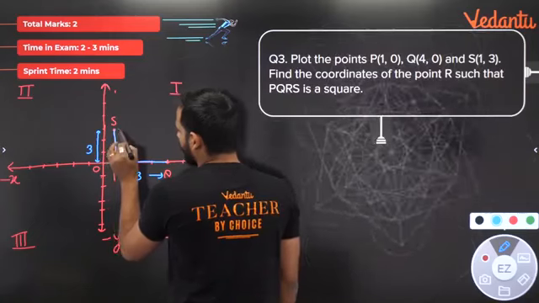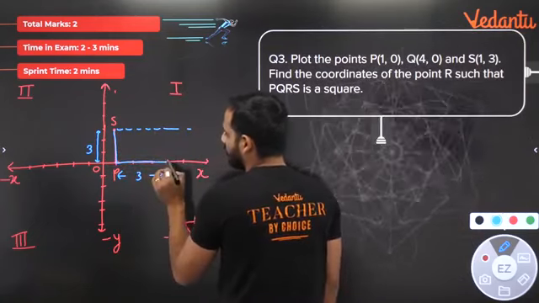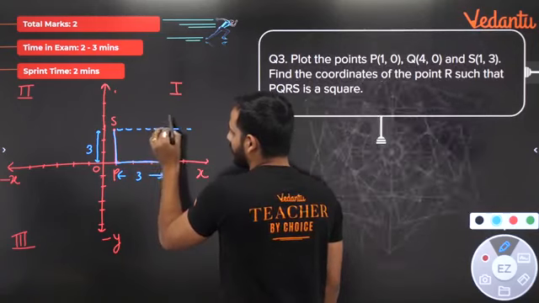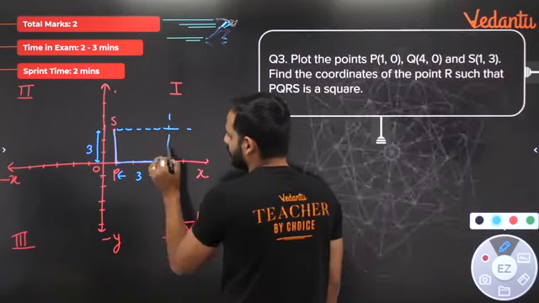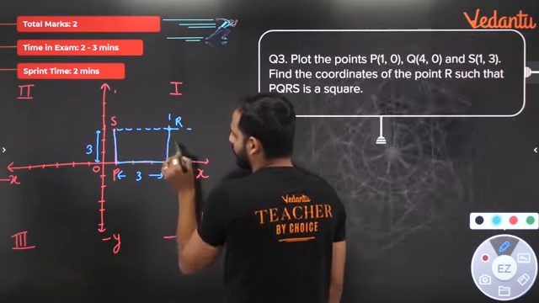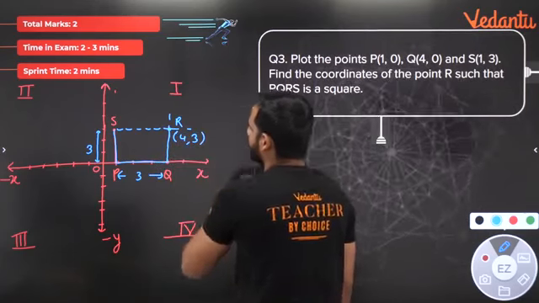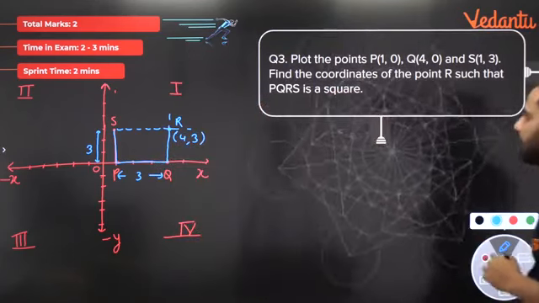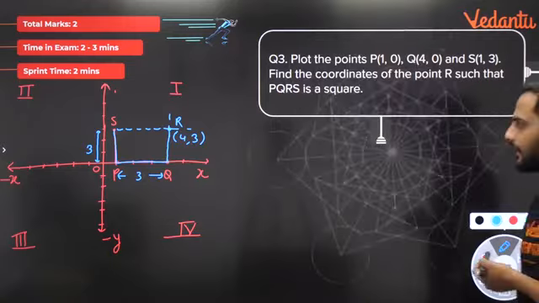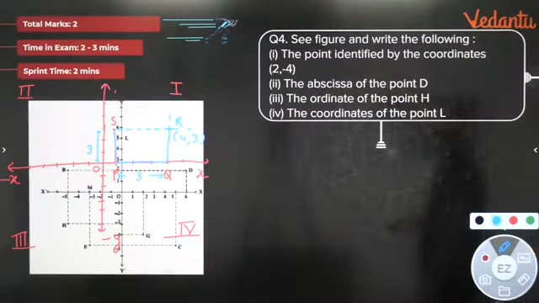So to get the square, I'll extend this line parallel to PQ, and from Q, I'll extend one more line parallel to PS. Wherever these two will intersect, that will be point R, and point R's coordinates will be 4, 3. This is how you will get your square.